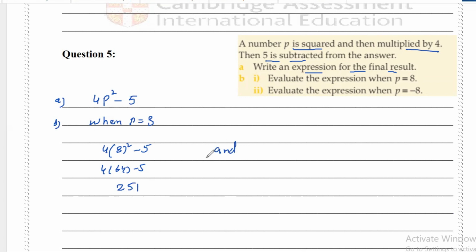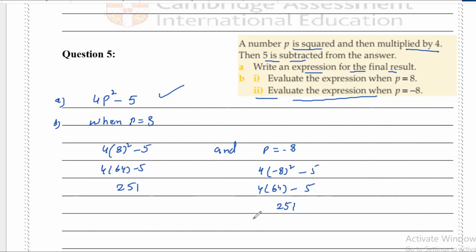And we can check the second portion of the expression when p is minus 8. In the same expression, 4 bracket open minus 8 whole square minus 5. So that gives me again, look, basically because of the square it gives me a positive answer like 64 minus 5. So it is the same. Again we will get the 251 answer.